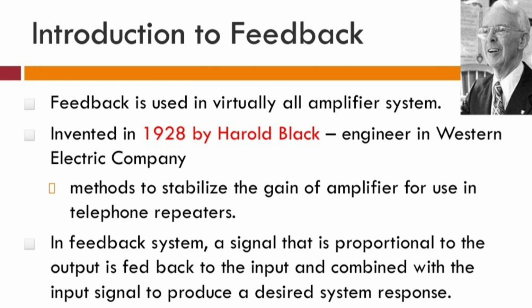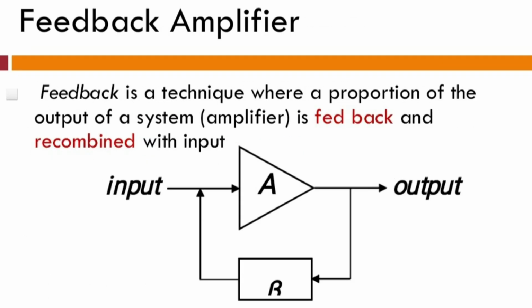In a feedback system, a signal that is proportional to the output is fed back to the input and combined with the input signal to produce a desired system response. So let's now see the feedback amplifier. Feedback is a technique where a proportion of the output of a system is fed back and recombined with input, as shown in the figure. There are two types of feedback amplifier, positive and negative.